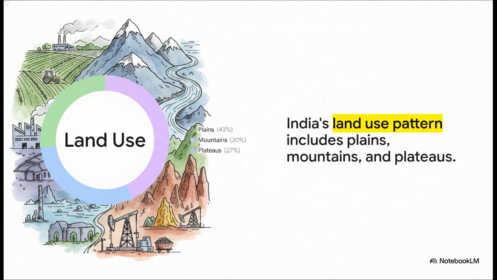Now, India's land distribution is actually brilliantly balanced. 43% of our land is plains, which is fantastic because that is exactly where we do our agriculture and build our industries. 30% is mountains, which ensures our beautiful rivers keep flowing year-round. And the remaining 27% are plateaus, and these act as absolute treasure chests, rich in minerals and fossil fuels.